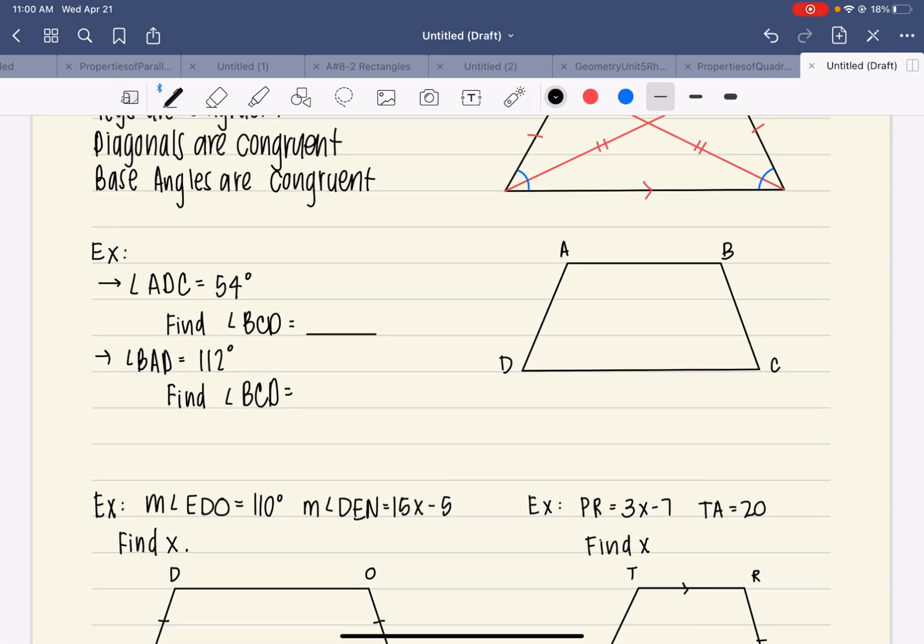In example 1, it says ADC is 54. So this one is 54 degrees, and it wants to know what BCD is. Okay, well, if this is an isosceles trapezoid, notice how the angle it gives me and the angle I want belong to the same parallel line. They belong to the same base. Therefore, angle C is also 54 degrees because base angles are congruent.